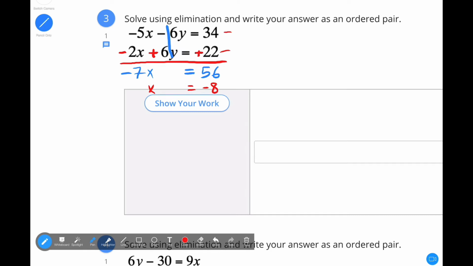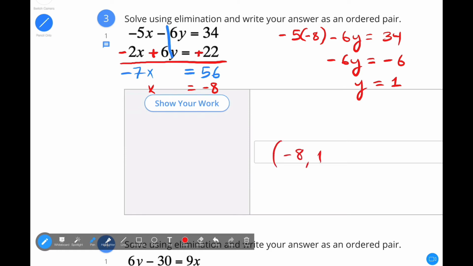We are going to use one of these. It doesn't matter which one you want to use. So we have negative 5 times a negative 8 minus 6y equals 34. Then you solve for y. So negative 6y equals 34 minus 40. That would be a negative 6, which means y is a positive 1. So the answer is negative 8, 1.